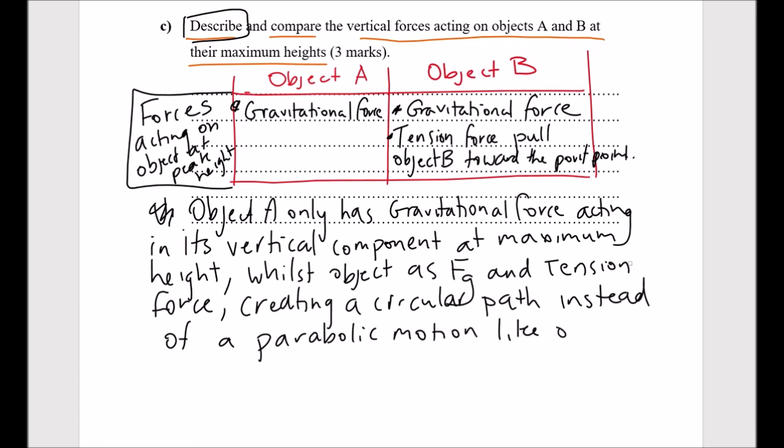Probably went a little bit over in terms of what descriptions I have to make, but you should try and be very clear that you outline the fact that object A only has the gravitational force on it, and object B has both the gravitational force and the tension force from the pivot pulling it down. And that's how you do the question.